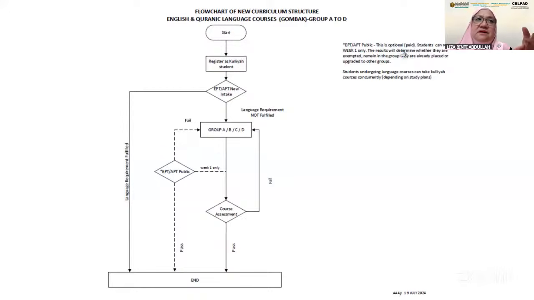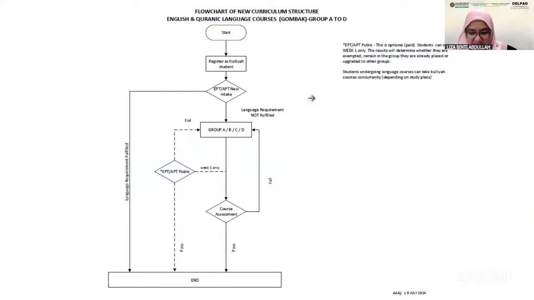Paid is expensive, yeah, 400 or 450 like that. So you have to find out. Students can retake, but only in week 1 of that following semester.